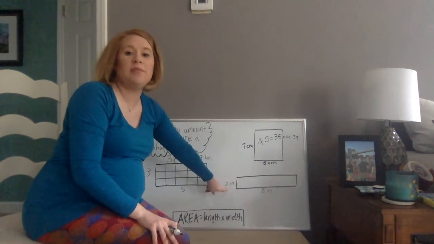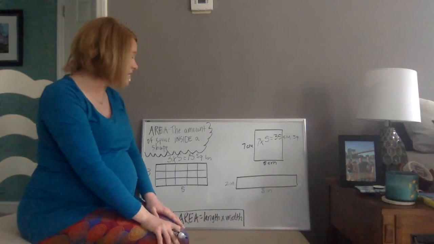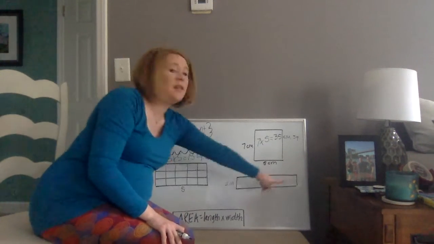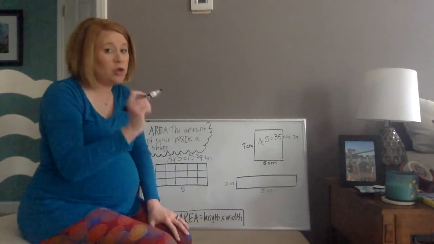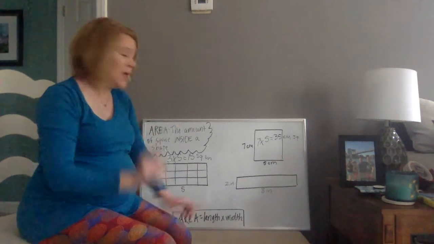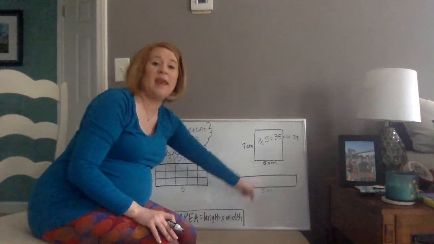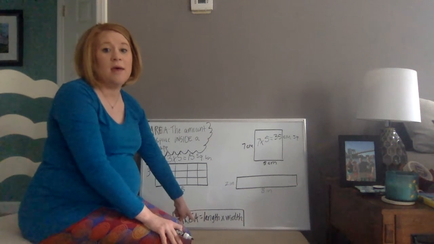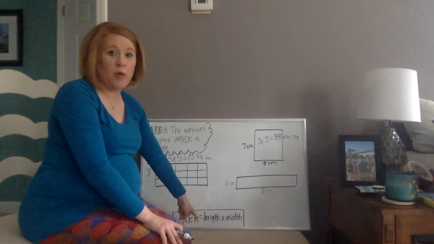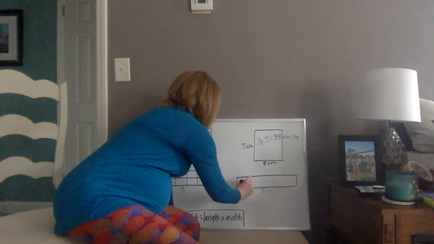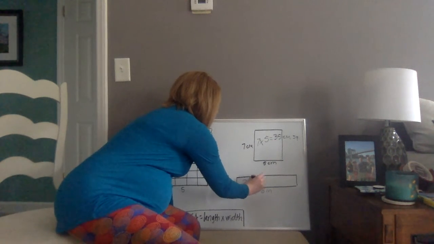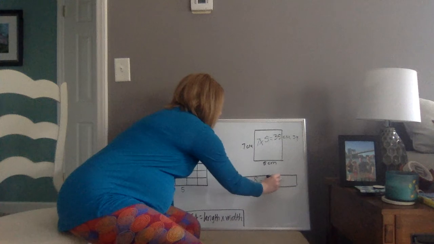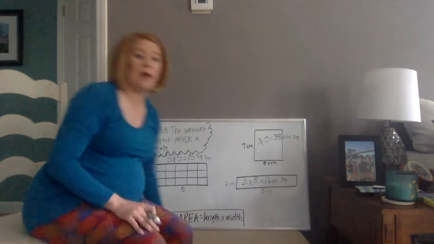All right, let's look at this rectangle. We see that the width is 2, the length is 8. I could draw out my lines and do 2 across and then 8 columns. But I know that to find area, we do the length times the width. So I'm going to do 2 inches times the 8 inches, and I get 16 inches squared.